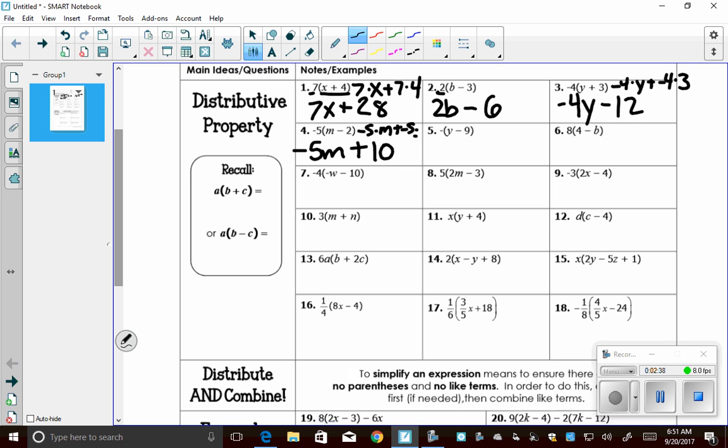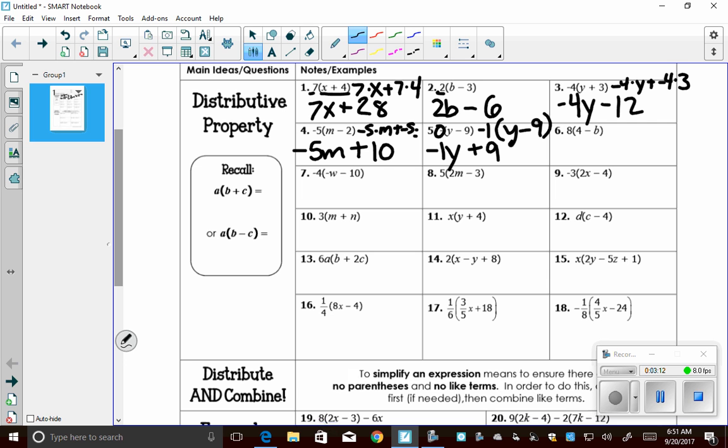Number 5, all I'm going to do is distribute a negative. If you just have a negative in front of the parentheses, all they want you to do is multiply it by negative 1. So it's really a negative 1 times y minus 9. So a negative 1 times y is going to give me a negative 1y, or if you want to write negative y, that's okay too. And then a negative 1 times a negative 9 gives me a positive 9.